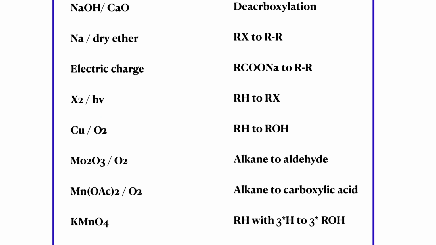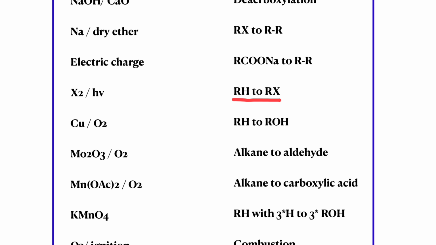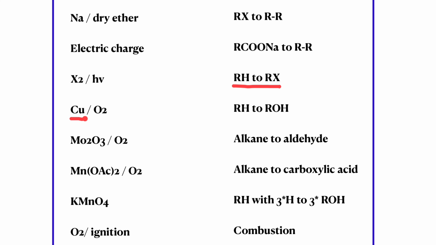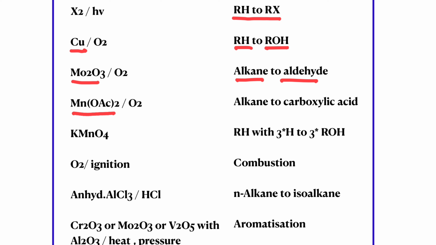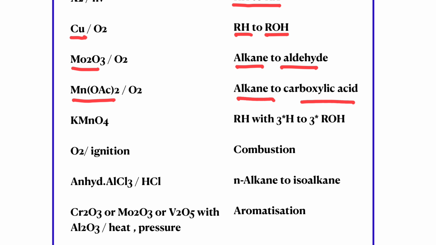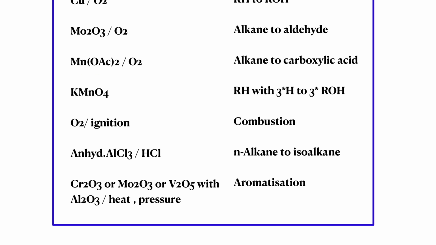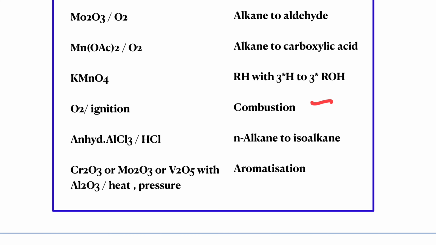Free radical substitution reaction. So alkane is converted to alkyl halide. In presence of copper catalyst, alkane is converted to alcohol. In presence of molybdenum trioxide, alkane is converted to aldehyde. In presence of manganese acetate, alkane is converted to carboxylic acid. If you take potassium permanganate and alkane with tertiary hydrogen, that is converted to tertiary alcohol, but tertiary hydrogen is compulsory. O2 and ignition, that is combustion, the products will be carbon dioxide and water.